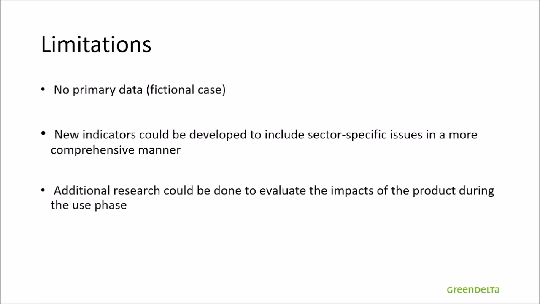Finally, additional research could be done to evaluate the impact of the product during the use phase. For now, we only modeled the potential social risk if a worker was washing the product, but we did not look into potential health effects when the user washes the sweater, for instance because of chemicals or any risk from using the washing machine.